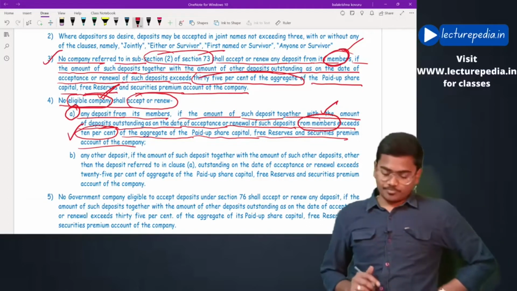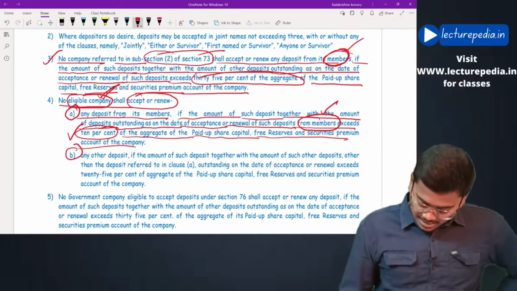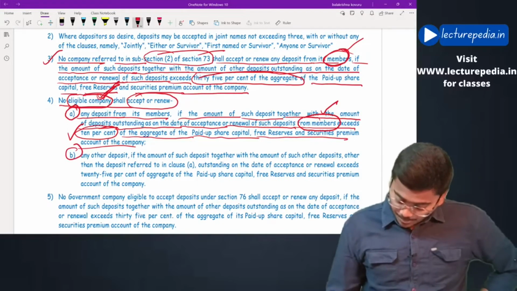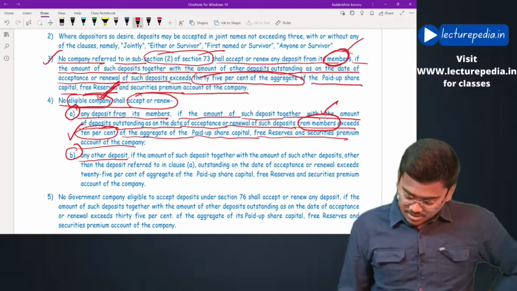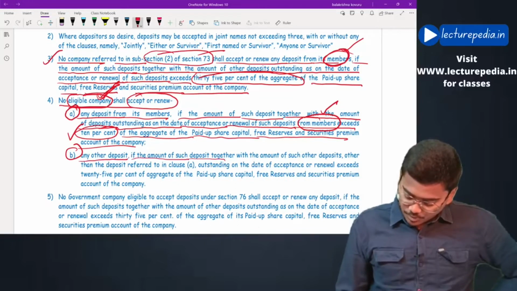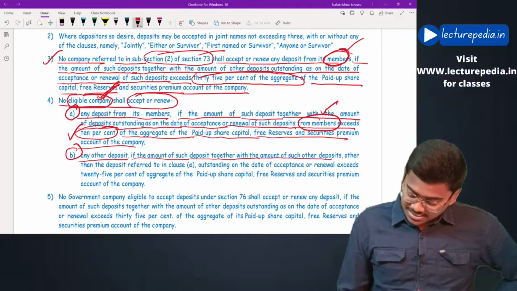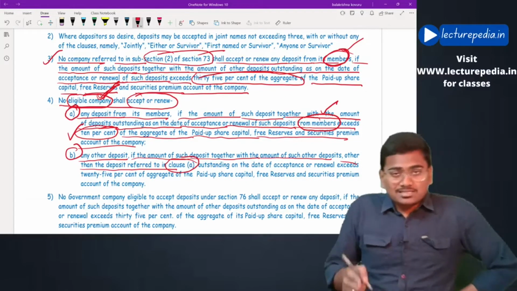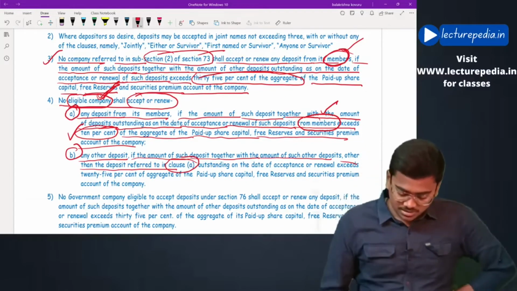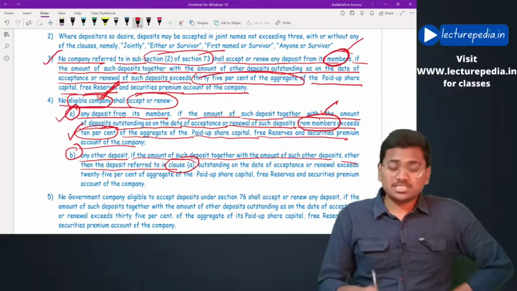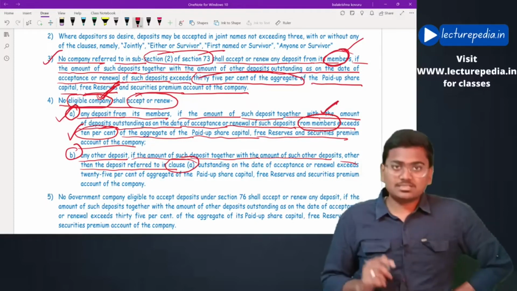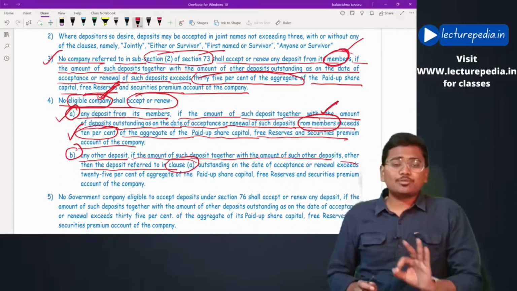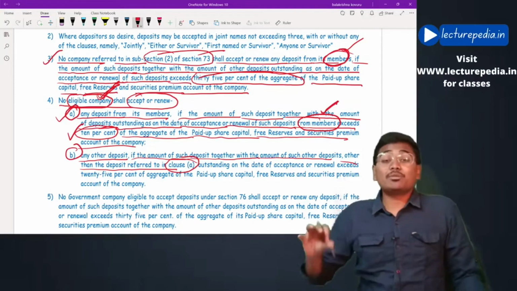Hope this is clear. Next, moving to eligible company, public. Any other deposit if the amount of such deposit together with the amount of such other deposit other than the deposit referred to in clause A. Okay, other than the deposit referred to in clause A means, in clause A which deposit is referred? Deposit from members is referred. Other than deposit from members means deposit from public.